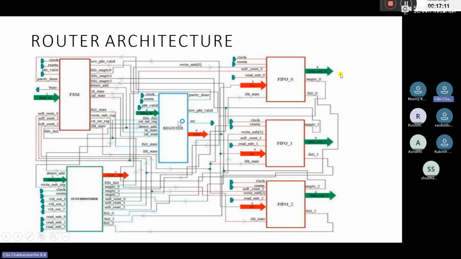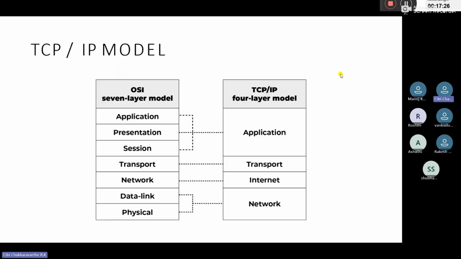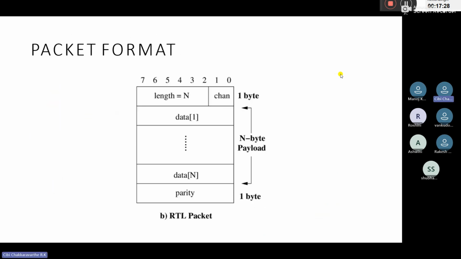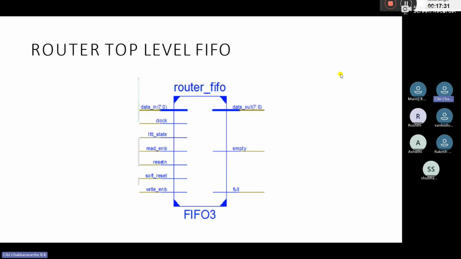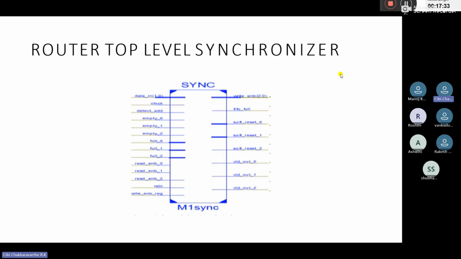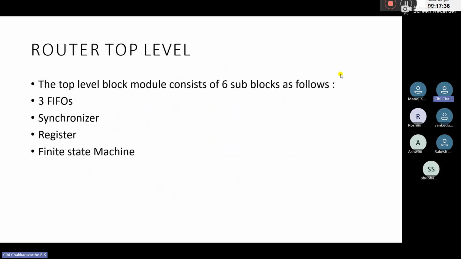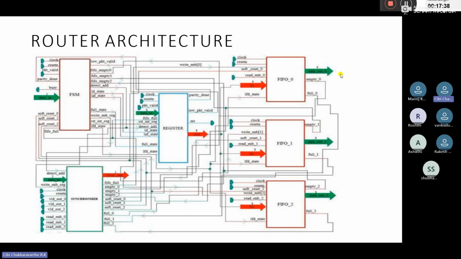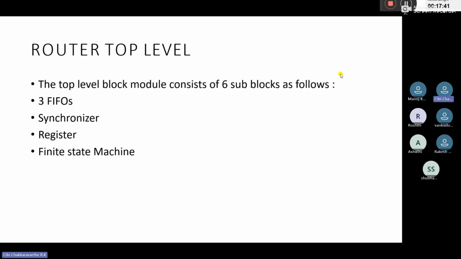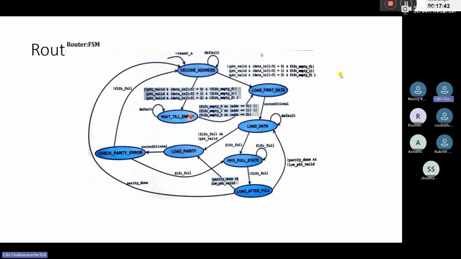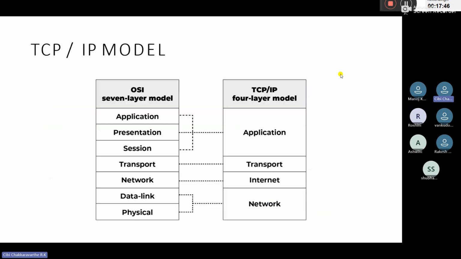See, this is the architecture. Right now I will explain the characteristics of each block, and then I will explain the pin diagrams for each block. At last we will see this architecture, and after seeing this architecture, we can see this FSM. This is today's agenda.